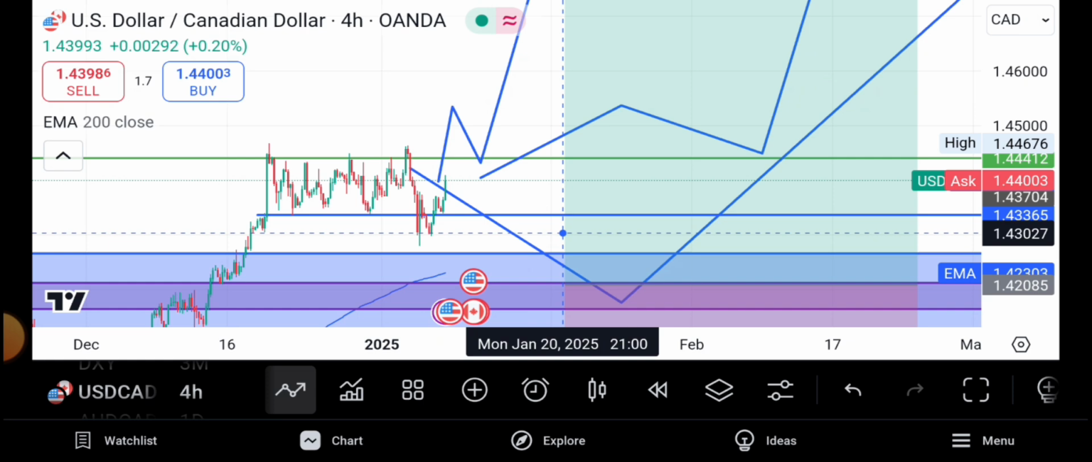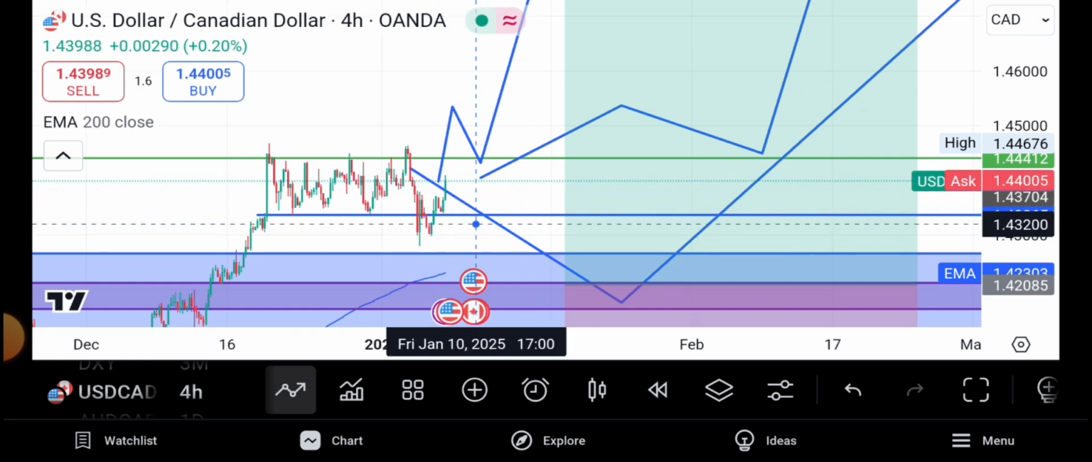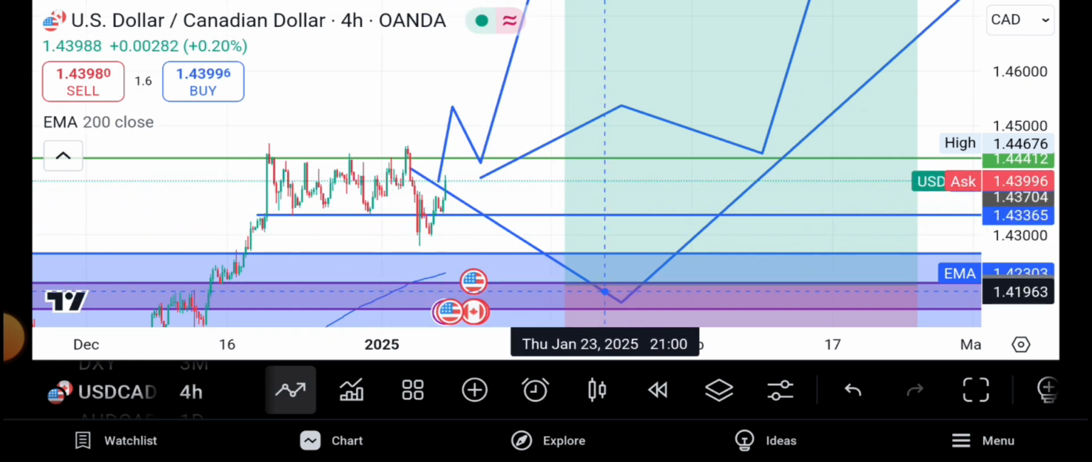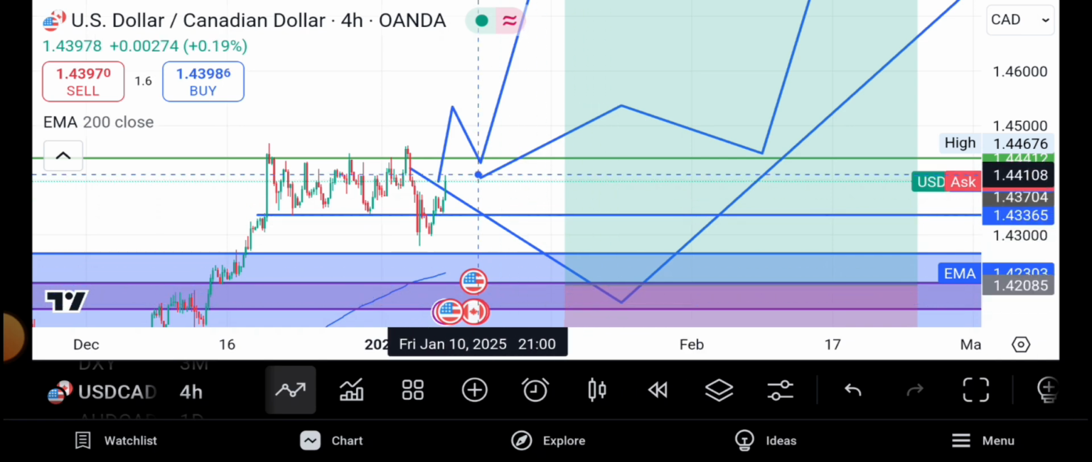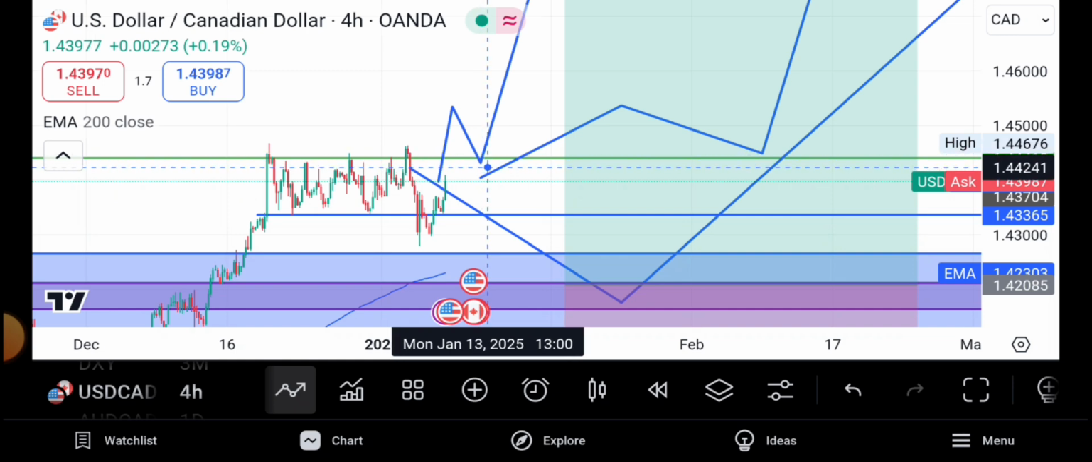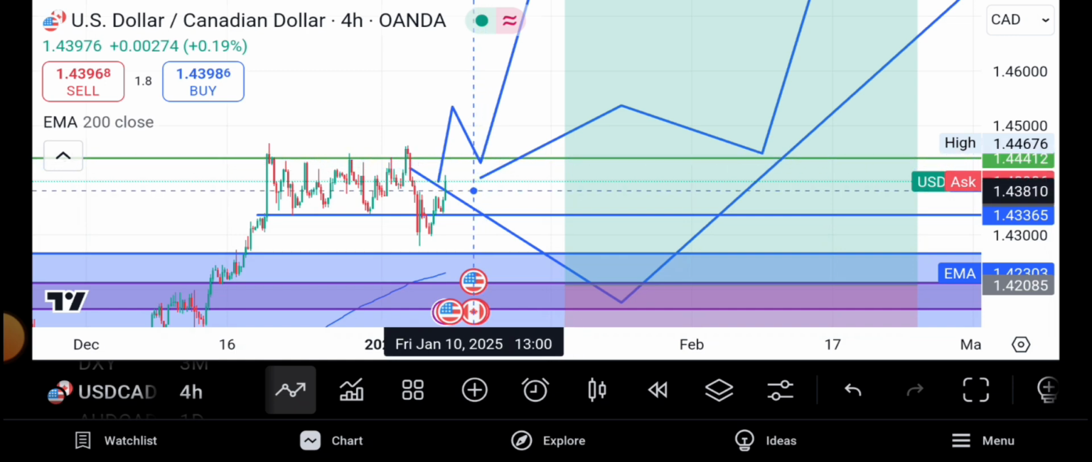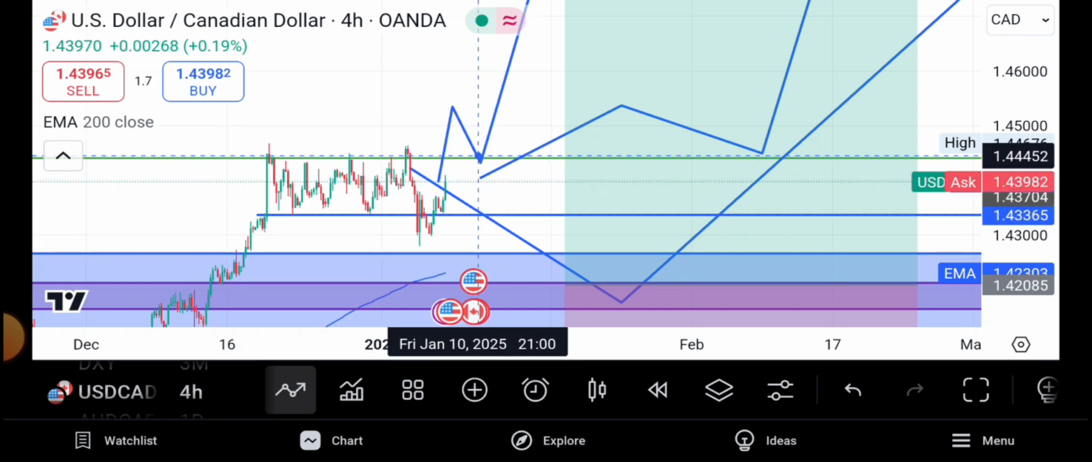There is a minimal chance the market will come up to this zone. Though it might come, the higher chance I can see is that we shall target to buy from this zone. The entry point is around 1.44412. This is the entry zone. We shall target that zone.